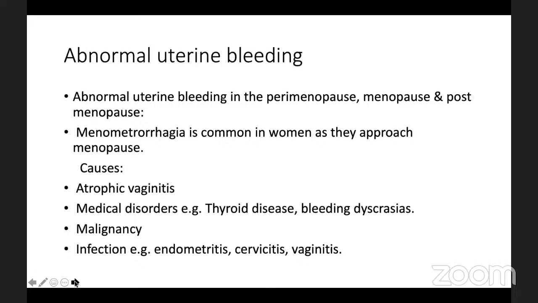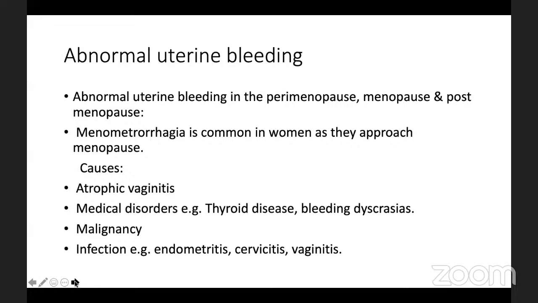So as we continue with abnormal uterine bleeding, here I focused on the perimenopause, menopause, and postmenopause. So in this group, menorrhagia is common as women approach menopause. So the causes, it could be just normal processes, normal physiology of a woman approaching menopause, where they would one month menstruate and the next month not menstruate as we go along, and also start having irregular bleeding, but not necessarily heavy. Then you can have other causes like atrophic vaginitis.